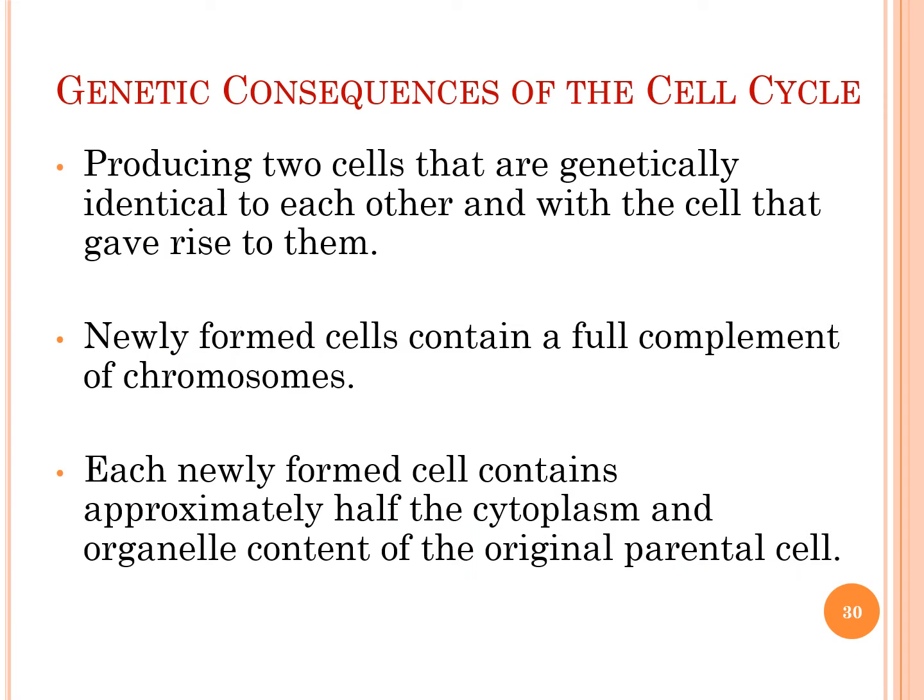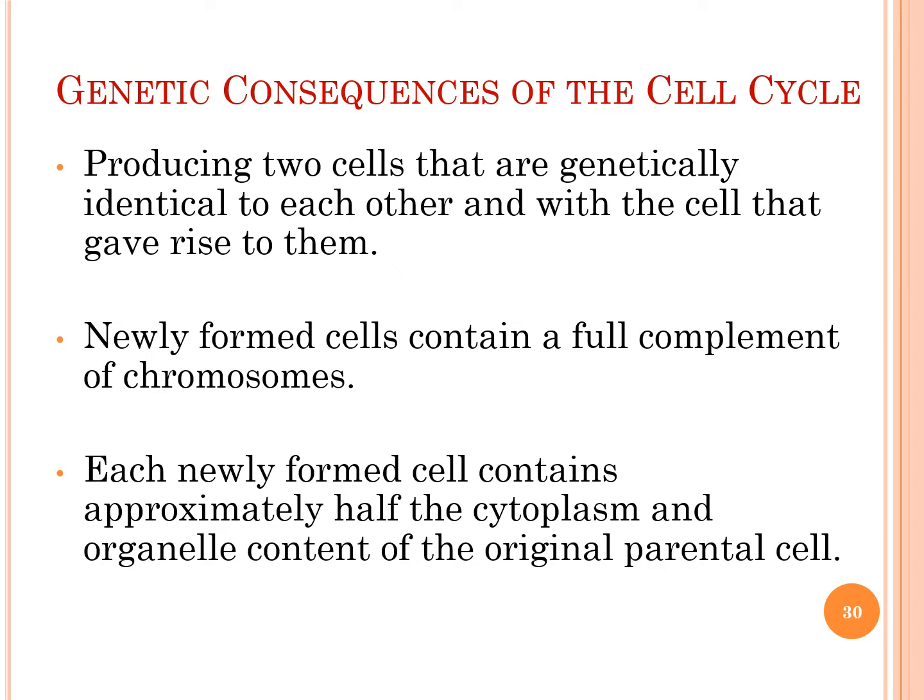Let's take a step back and consider the consequences and the goals of mitosis. This will be important for us to be able to understand the difference between mitosis and meiosis. So our goal here is to produce two cells that are genetically identical to each other and with the cell that gave rise to them. So the two daughter cells should be essentially clones of the mother cell.